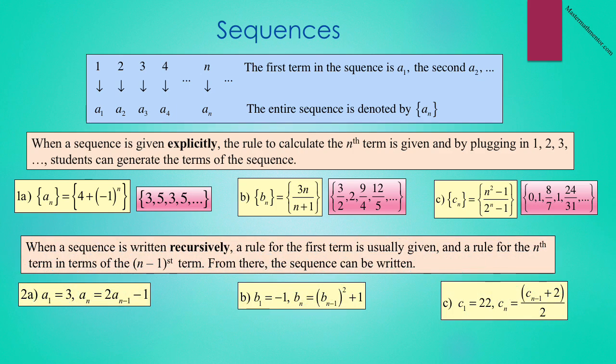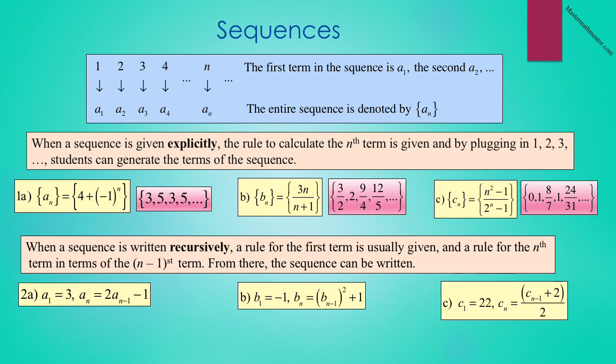When a sequence is written recursively, a rule for the first term is usually given, and a rule for the nth term in terms of the n minus first term is given. From there, the sequence can be written. The advantage of the recursive form is that the pattern becomes absolutely clear. The disadvantage is that in order to get any one term, you need to know the term before it. So to know the 50th term, you need the 49th term, which means you need the 48th term, etc.